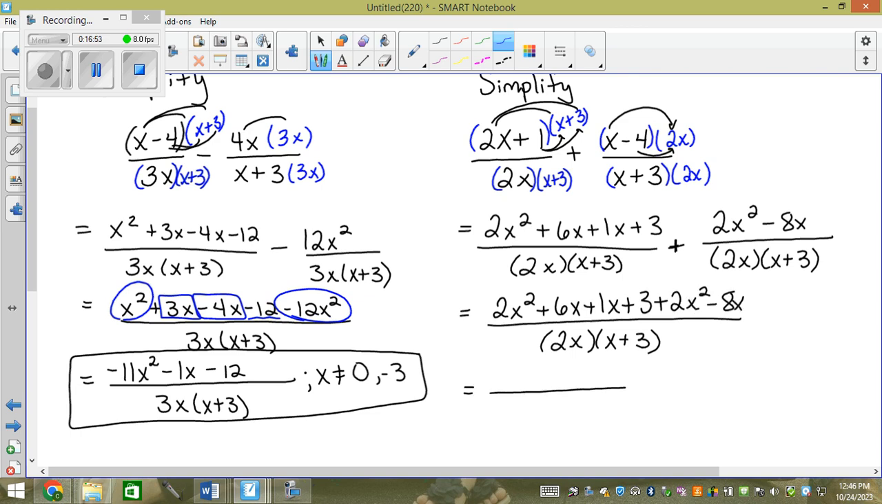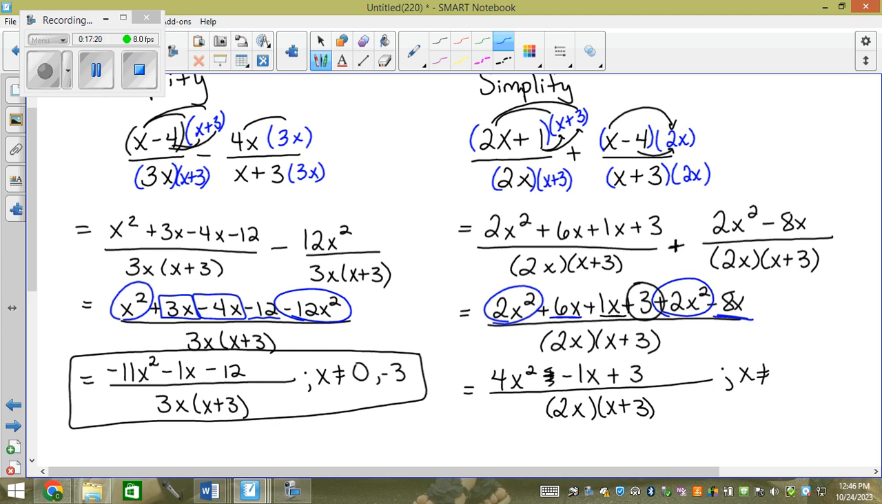And so I get 2x, x plus 3 in the denominator. And then I get 2x squared plus 2x squared is 4x squared. 6x plus 1x minus 8x is negative x. Minus 1x, sorry. And then plus 3. And then we say x can't equal what? 0 because of the 2x, it's a monomial, and? Negative 3. Negative 3, because negative 3 plus 3 is 0.